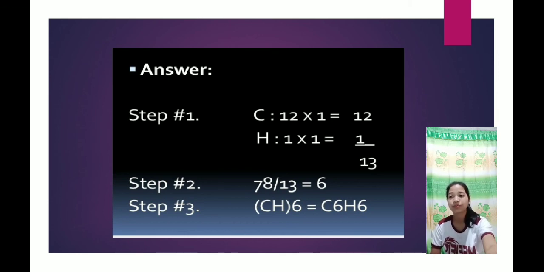Step 2. Since the molar mass is 78, i-divide lang natin ito sa nakuha natin sa step 1, which is yung 13. 78 divided by 13 equals 6. Last step, step 3. CH, which is yung ating given, times 6 equals C6H6.